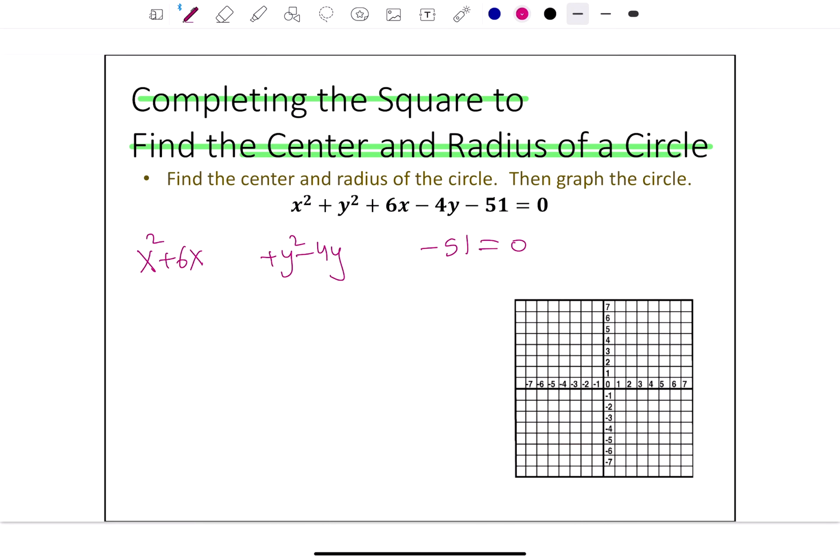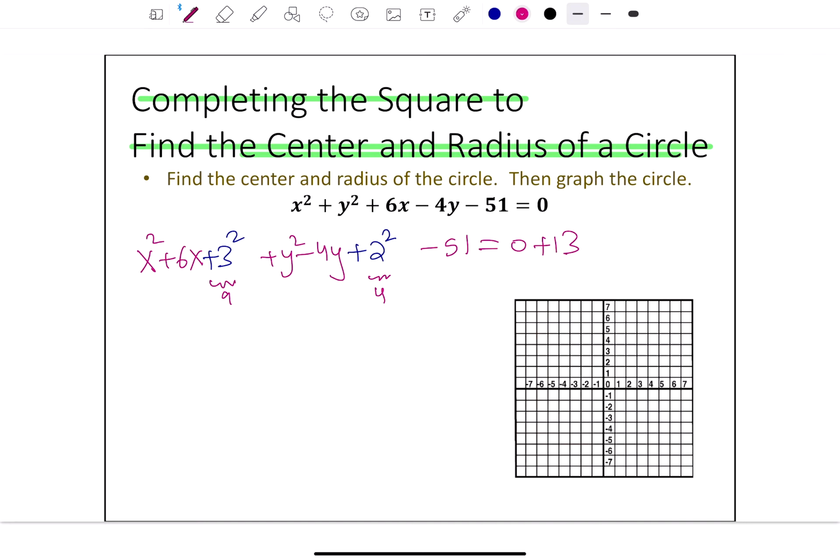To complete the square, I'm going to add half of the coefficient, which is 6. Half of 6 is 3. So I'm going to add 3 squared here. And I'm going to add half of the coefficient for y, which is negative 2. Negative 2 squared is a positive 2 squared because a negative gets squared. Now I did add, so this is 9 and this is 4. I just added 13 to this equation. To make up for that, I also need to subtract a 13, or I can say I need to add 13 to the other side as well. So either one of those is fine.